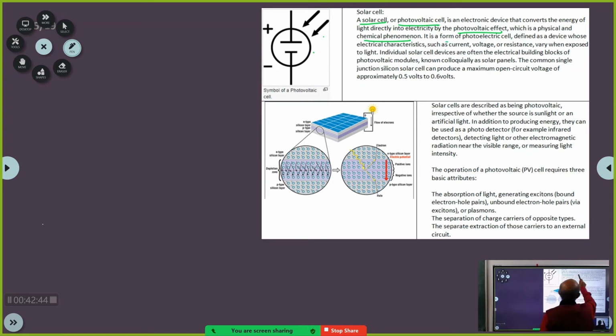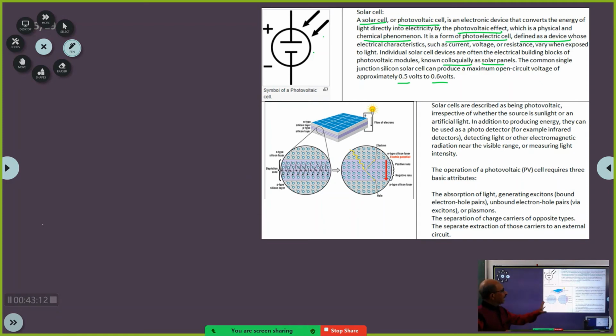A photovoltaic cell is defined as a device whose electrical characteristics, such as current, voltage, resistance, vary when exposed to light. Individual solar cell devices are often the building blocks for photovoltaic modules, colloquially called solar panels. The common single junction solar cell can produce a maximum open circuit voltage of around 0.5 to 0.6 volts.